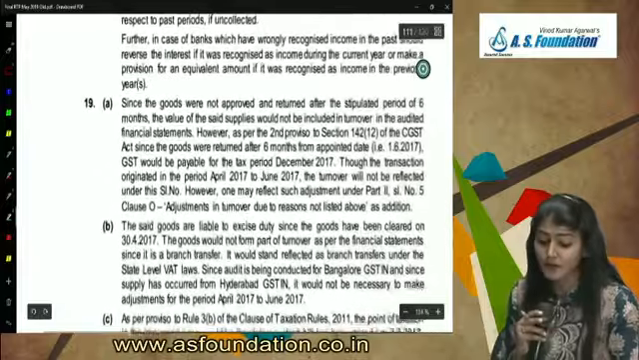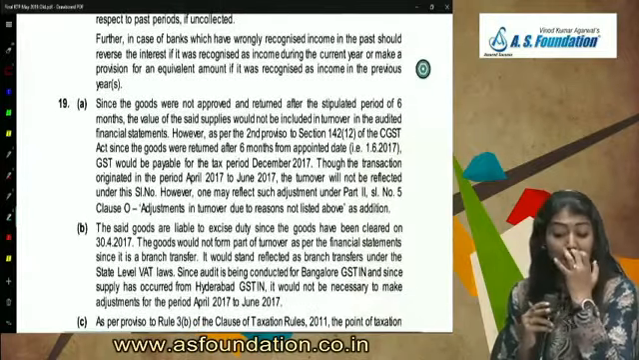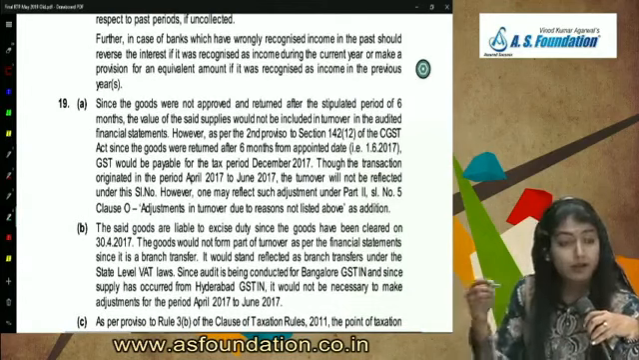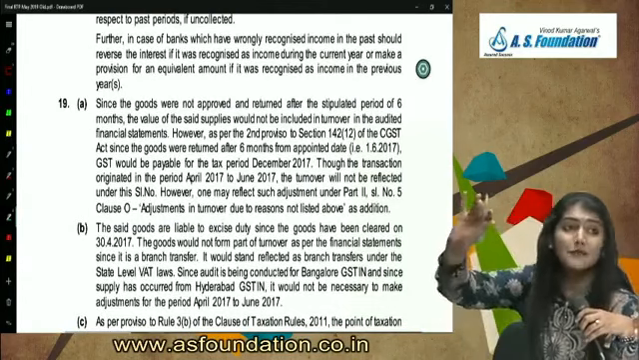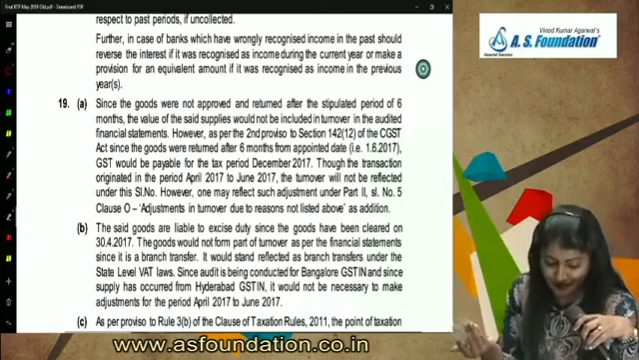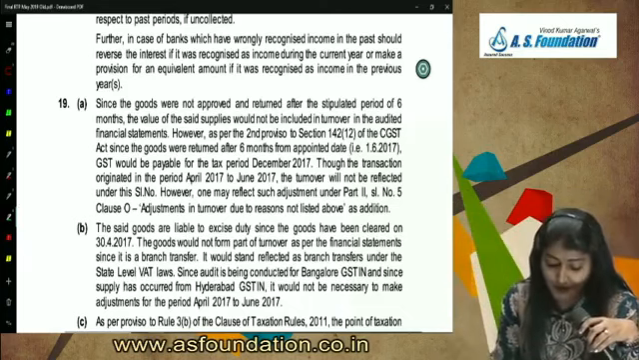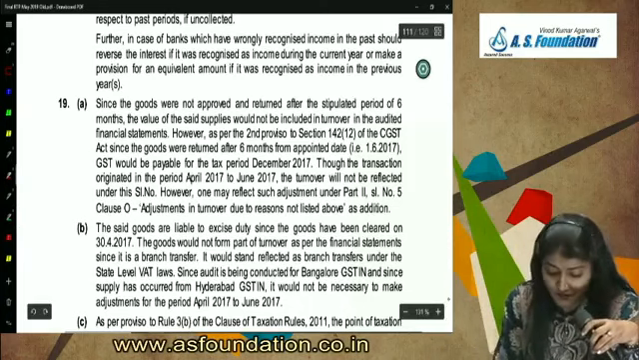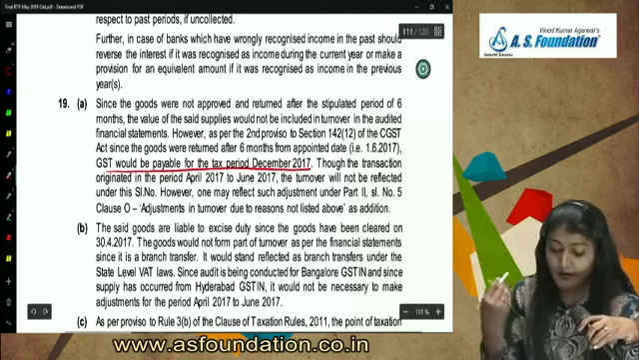Since the goods were not approved and returned after the stipulated period of 6 months, the value of the said supplies would not be included in the turnover as per the audited financial statement. So there is no question of reducing it for the purpose of GST law. However, as per the proviso, since the goods were returned after 6 months from the appointed date, this GST would be payable for the tax period December 17.